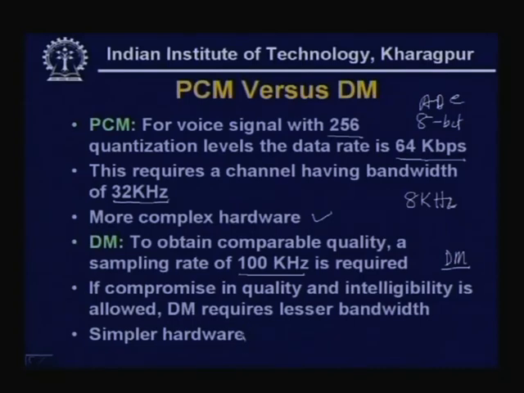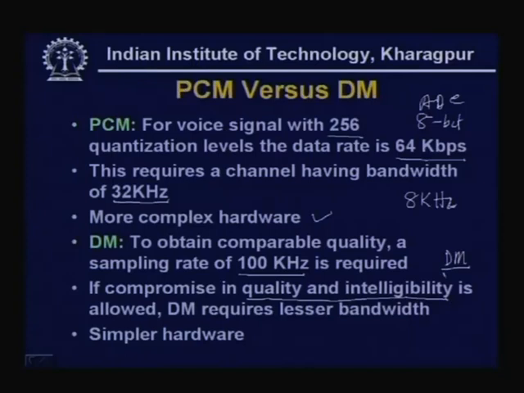So, we find that delta modulation has some advantage, pulse code modulation has some advantage, but whenever we do not want to compromise on quality and intelligibility, pulse code modulation is preferred. That is the reason why in modern telephony you will find pulse code modulation is widely used rather than delta modulation. But whenever we can compromise on quality and intelligibility, we can use delta modulation. So, it is a trade off whether you want lesser bandwidth or higher quality.